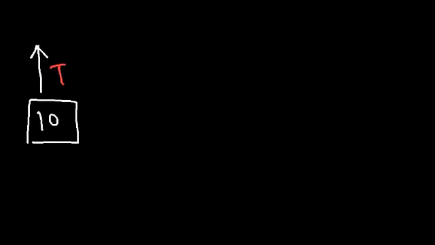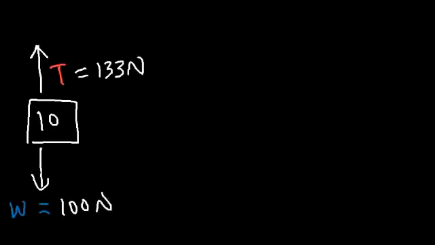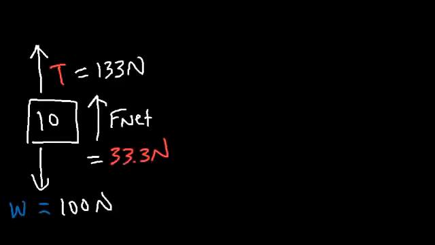And now let's analyze the 10 kilogram block. There's an upward tension force of 133 newtons and a downward weight force of only 100 newtons. Because the tension force exceeds the weight force, we can clearly see why there's an upward net force of 33.3 newtons. And it makes sense because that's why the 10 kilogram block accelerates upward: the tension force exceeds the weight force.